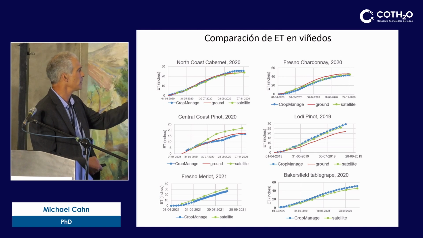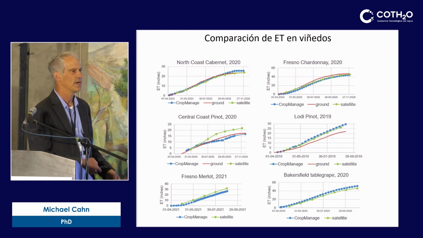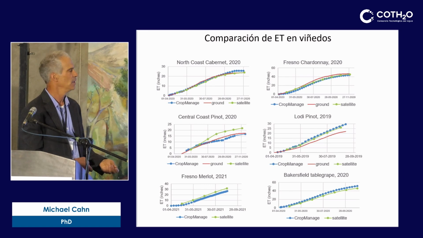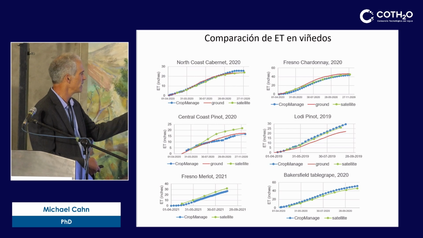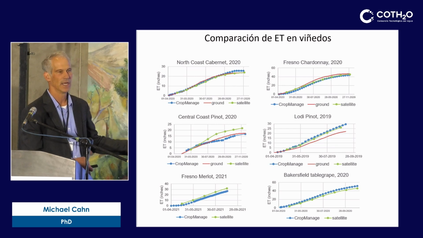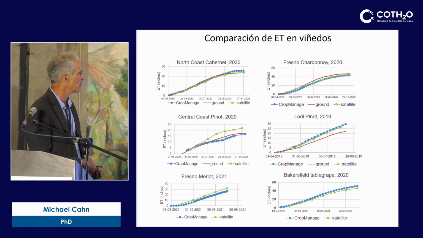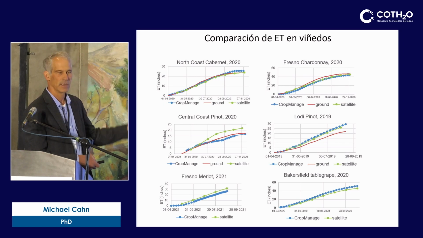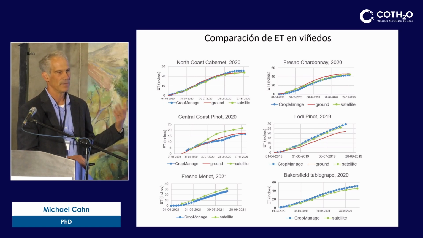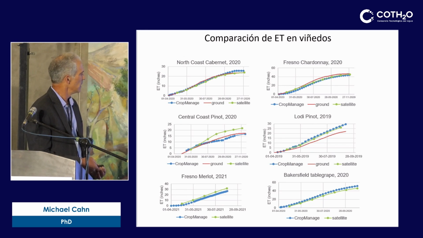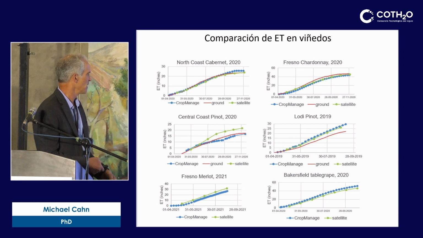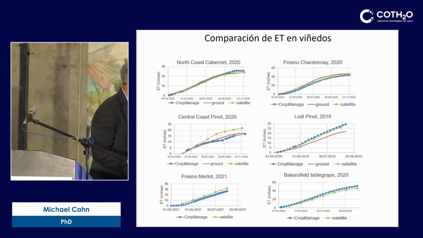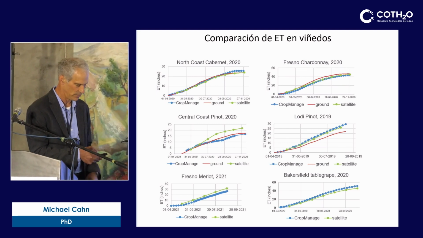And this is cumulative through the season of what the ET estimates were. The blue is the CropManage estimate, the green is satellite, and the red line is the eddy covariance. And generally, we got very good similarities between these different methods. Sometimes one was higher than the others. You could see the satellite in this one is a bit higher. But generally, it's been pretty good.